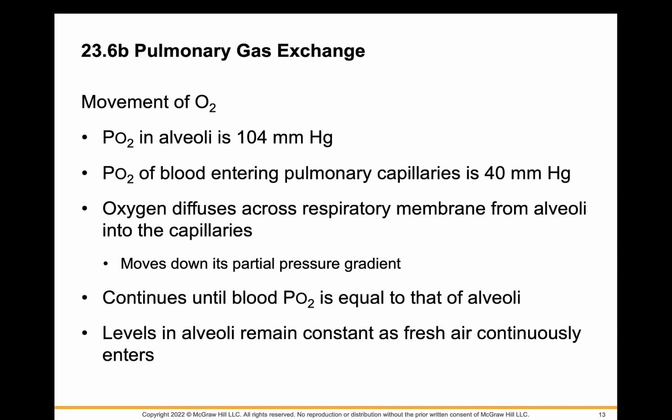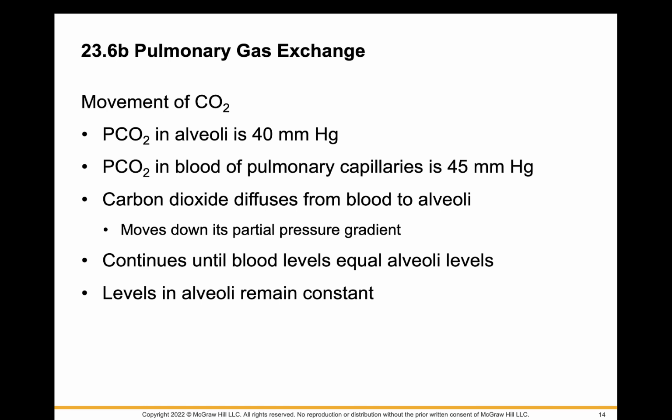The partial pressure of oxygen in the alveoli is about 104 millimeters of mercury. The partial pressure of oxygen of blood entering pulmonary capillaries is 40 millimeters of mercury. So what that is telling us, oxygen diffuses across the respiratory membrane from the alveoli into the capillaries down its partial pressure gradient. And this will continue until blood PO2 is equal to that of the alveoli. Levels in the alveoli remain pretty constant as fresh air is continuously entering the lungs.